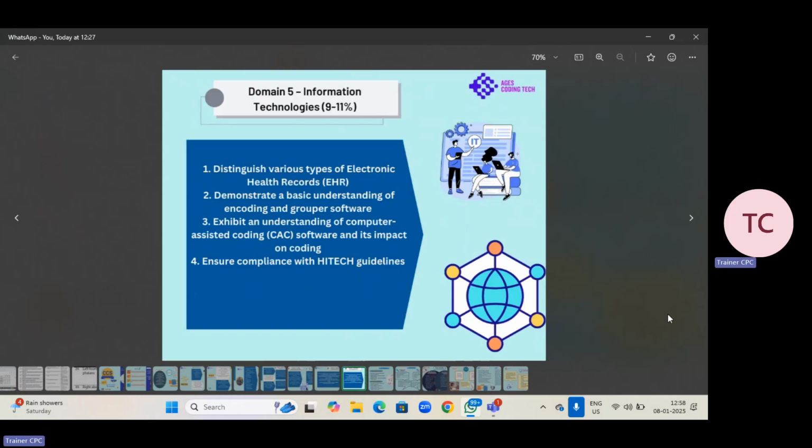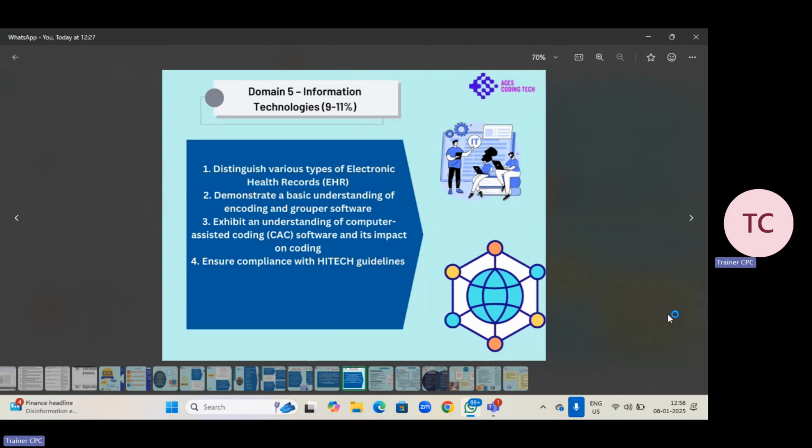Next, coming to domain 5, which deals with information technology. So you'll be getting 9 to 11% of the questions from this information technology. Team, this is a newly added domain. Only from April 2024, they have added this domain. Previously, we are not having this domain.